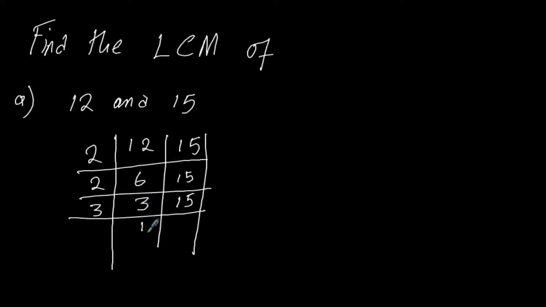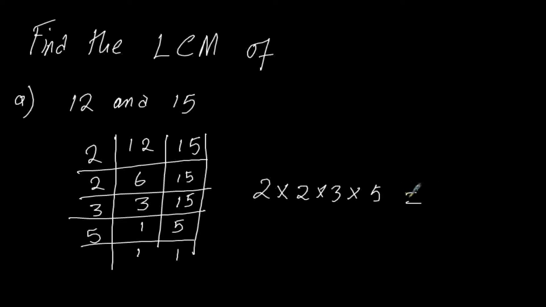So 3 divided by 3, you get 1, and this one you get a 5. And then we can't divide by 3 anymore, we go to 5. This can't be divided, I just write it the way it is. And then 5 divided by 5, you get 1. So when I multiply 2 times 2 times 3 times 5, I get my answer to be the LCM of 12 and 15. So our answer is 60.